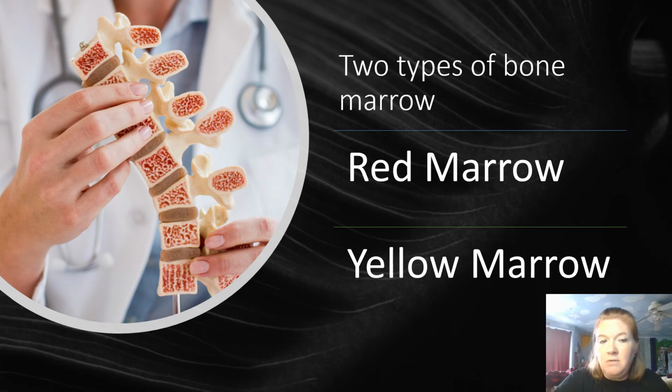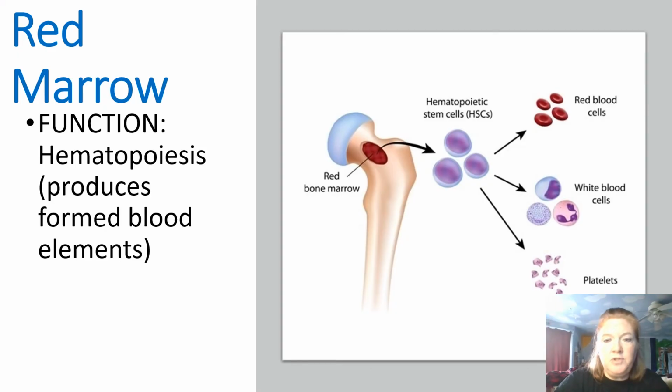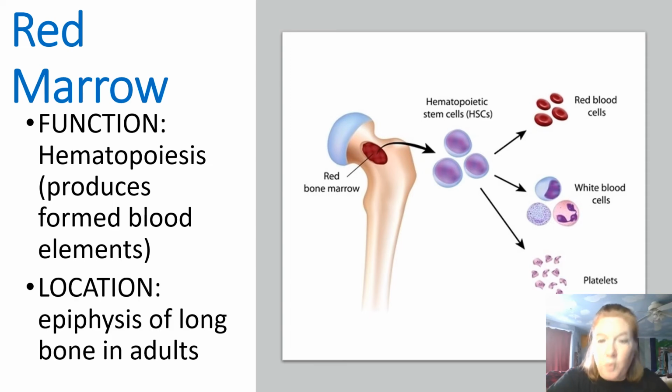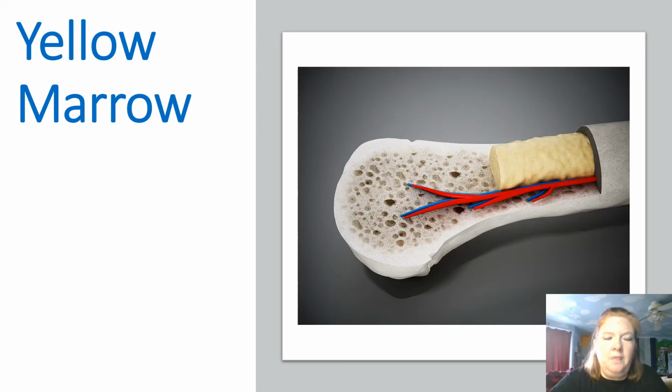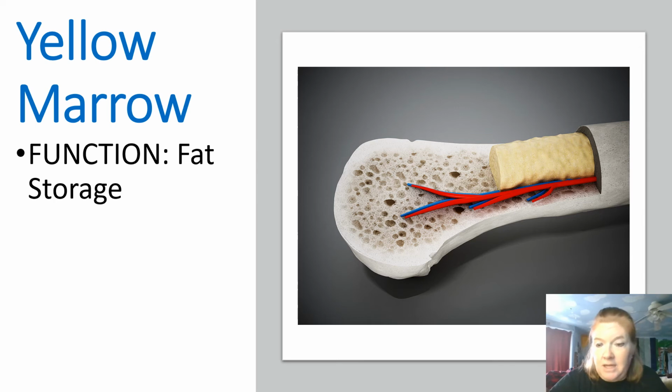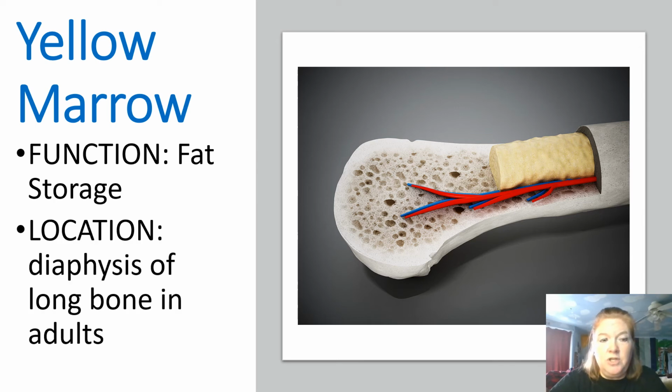All right, now there are two types of bone marrow. We have red marrow and we have yellow. So red marrow, if you remember, is responsible for hematopoiesis, producing those formed blood elements, red blood cells, white blood cells, and platelets. And the location is the epiphysis, or the ends of long bones in adults. Yellow marrow, on the other hand, functions as fat storage, and the location is in a medullary cavity in the diaphysis of the long bone in adults.